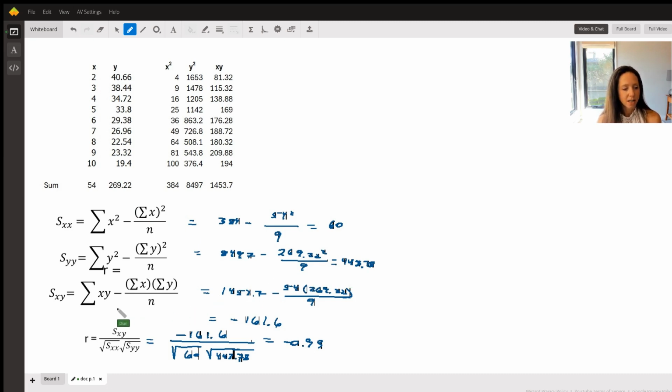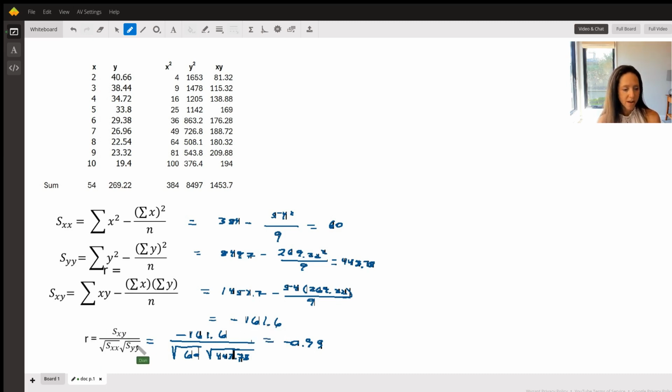And then we need the sum of x times y, which is 1,453.7, minus the sum of x times the sum of y over n. So the sum of x is 54, the sum of y is 269.22, divided by 9. That gets us negative 161.6.